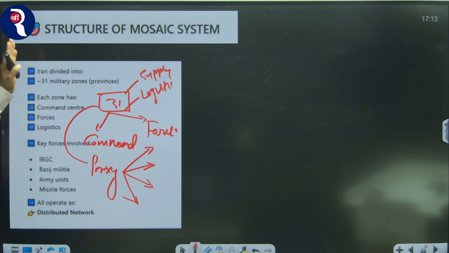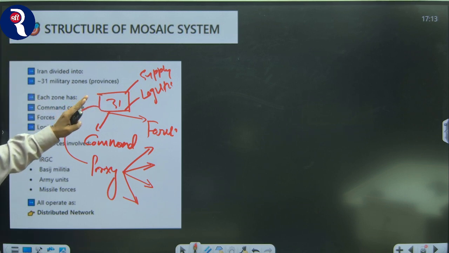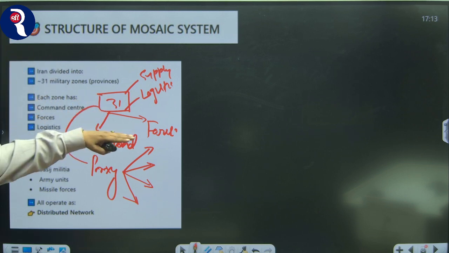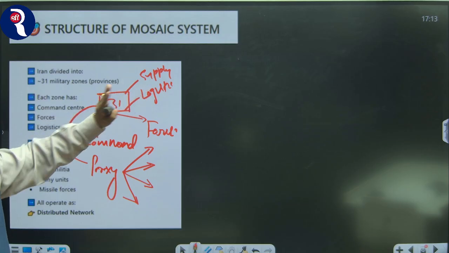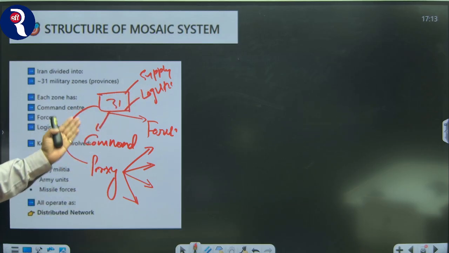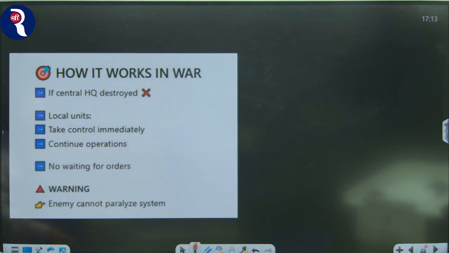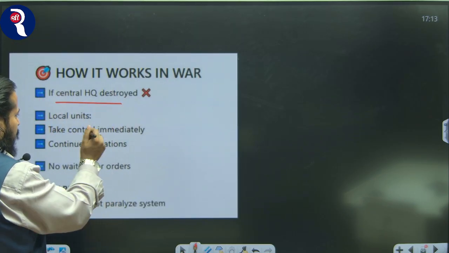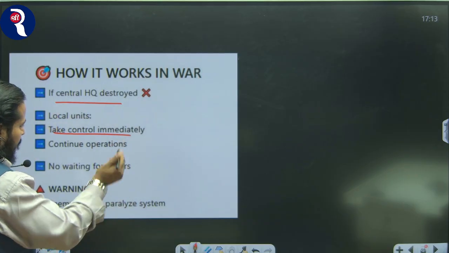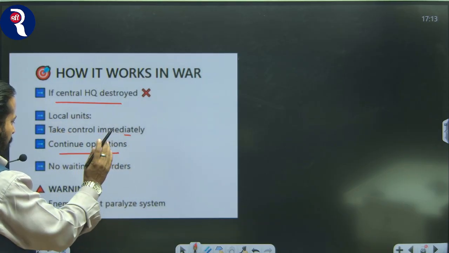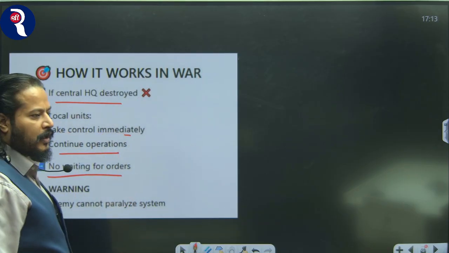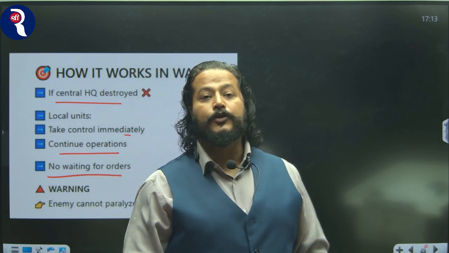So this is how Iran is divided into 31 military zones. Each zone has a command center, forces, and logistical and supply chain arrangements, and this is the practice done by proxies as well. So how does it work in a war? If the central high command is destroyed, local units take control immediately. They continue operations with no waiting for orders. So they are not clueless when the leadership is killed.